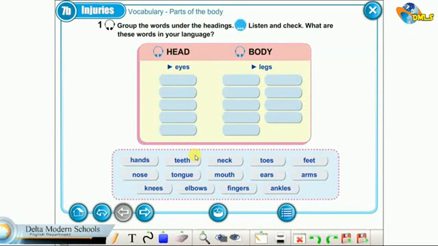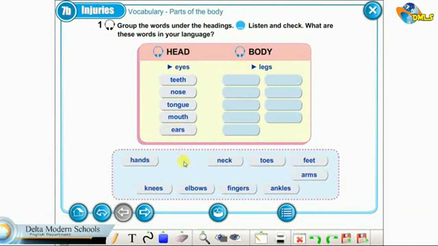Okay, time is up. So here let's begin with head. Give me all the words below that related to our head. Yes, we have here eyes, then yes, teeth. Good one. What about our nose? Good one. Tongue, of course, you have your tongue in your mouth. Of course, yes, I can hear you. And your ears, because you are hearing me with.